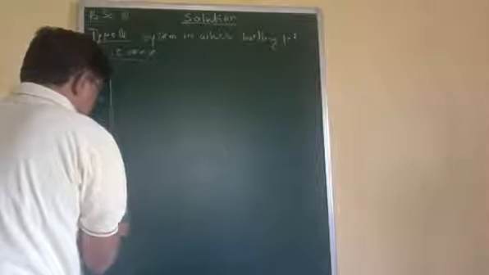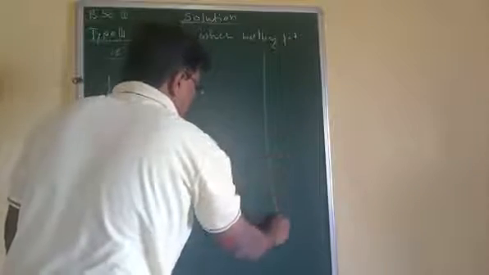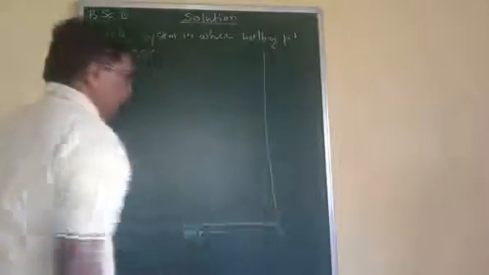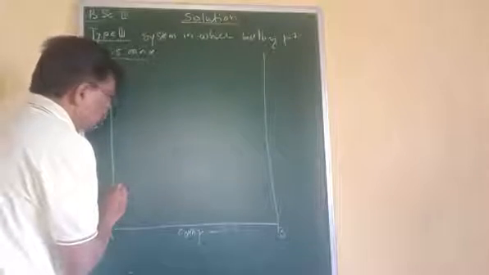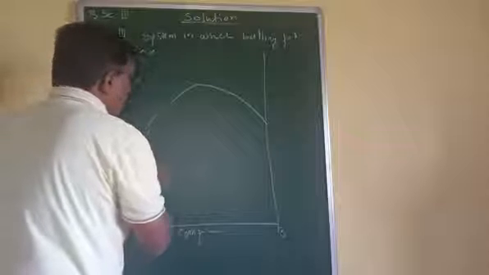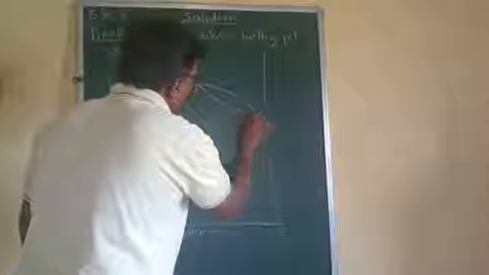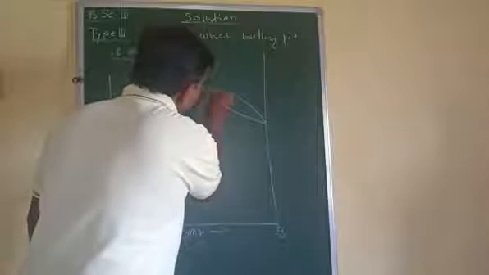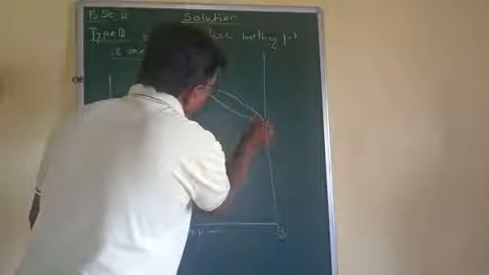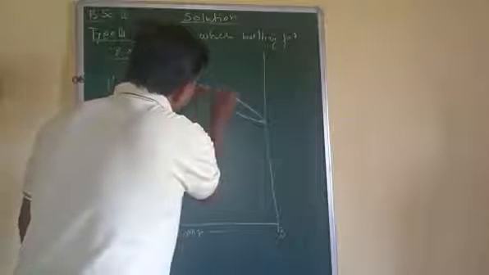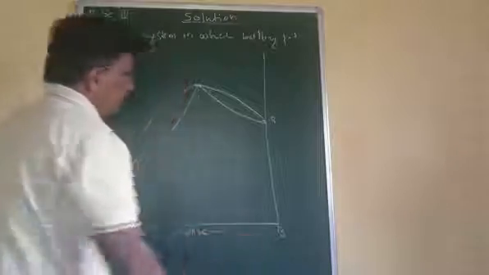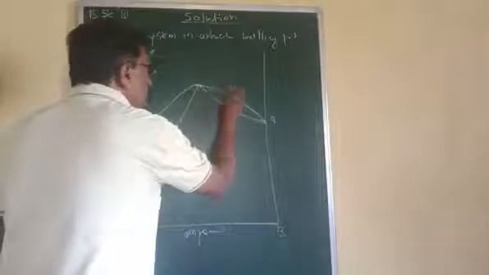Now to study this particular system, here we have the boiling point composition diagram of this system, with components A and B. This is composition C. This is the vapor composition, and this is the liquid composition.